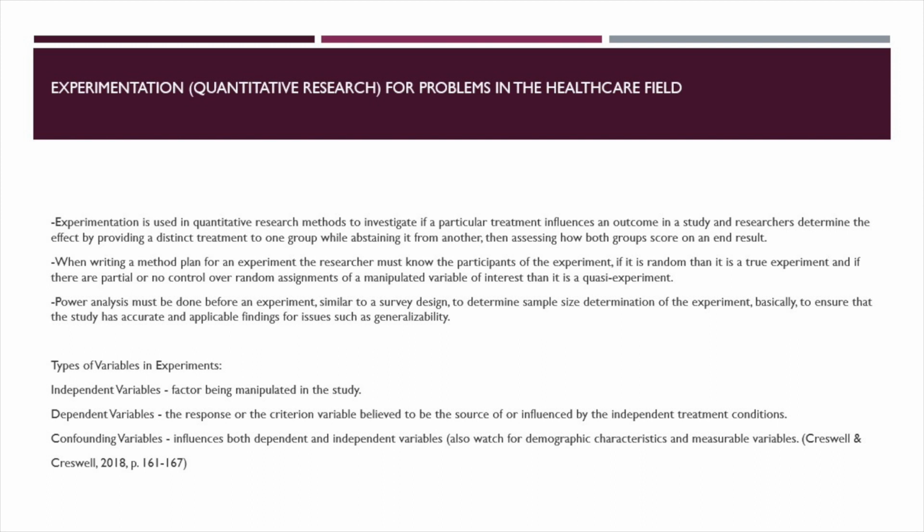Variables must also be included in an experiment, which include the independent variable, the factor which is manipulated in the study, as opposed to the dependent variable, which is the response or the criterion variable believed to be the source of or influenced by the independent treatment conditions. Other variables such as demographic characteristics, measured variables, and confounding variables, which influence both dependent as well as independent variables, need to be taken into consideration to not negatively affect or throw off true findings included in the results, discussions, or conclusions of an experiment in quantitative research.